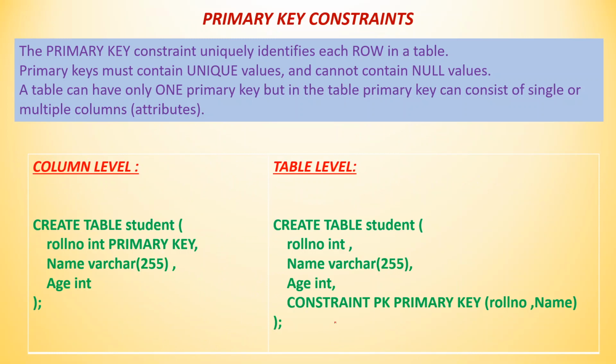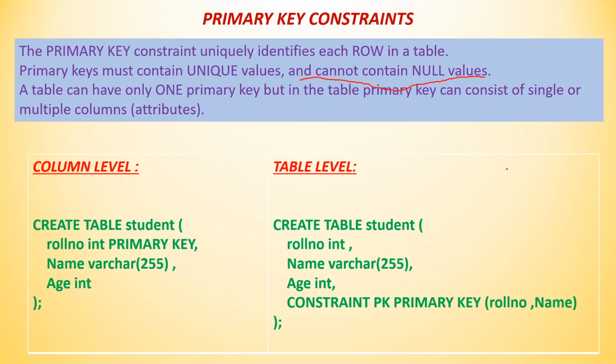Number 1, first constraint is primary key constraint. Primary key constraint specifies that each row should uniquely identify the tuples in the relation. You already know what is primary key. Primary key uniquely identifies each tuple. And second, it cannot contain null values.